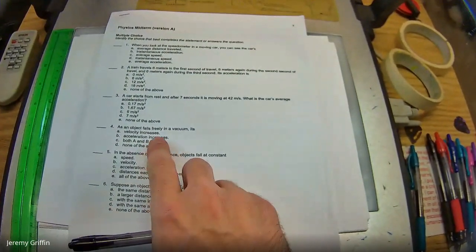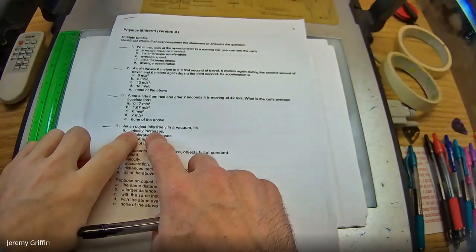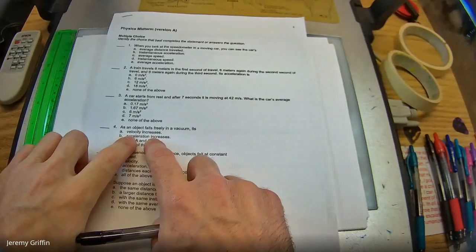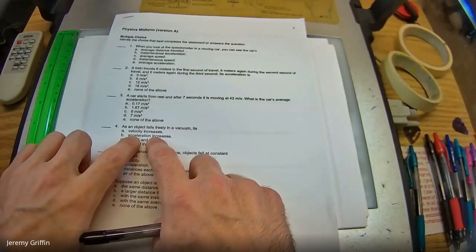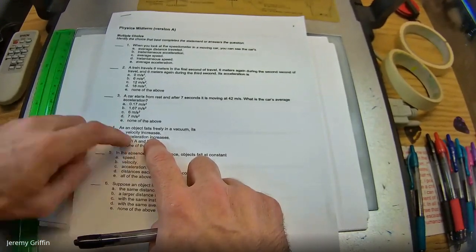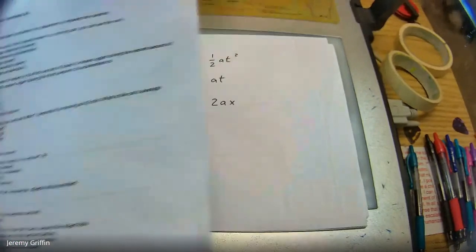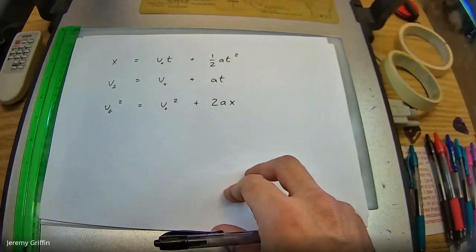As an object falls freely in a vacuum, does its velocity increase? Yep. Does its acceleration increase? No. Acceleration is constant. And at the surface of Earth, that would be about 10 meters per second squared. As an object falls freely in a vacuum, velocity increases.